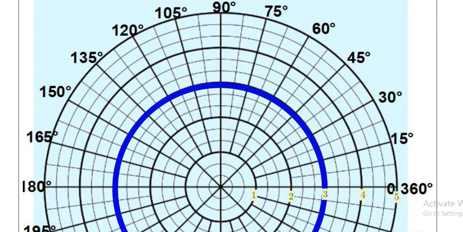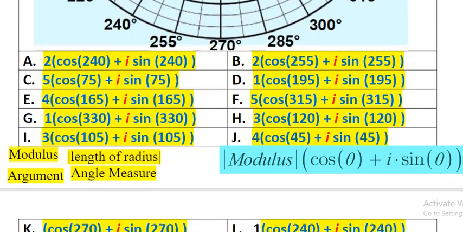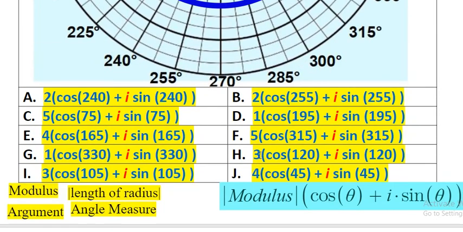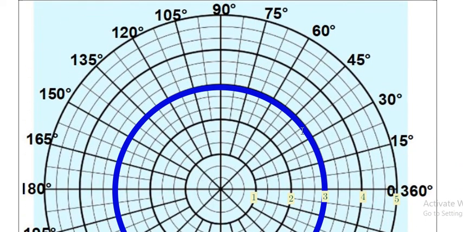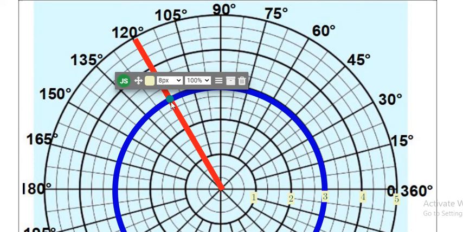Now, if we go back down and look at our number again, we're doing H. So 3 cosine 120 plus i sine 120. So I know I'm on this circle, so all I have to do is follow the circle around until I get to 120 degrees. The intersection of my circle and the ray at 120 degrees is the point H.